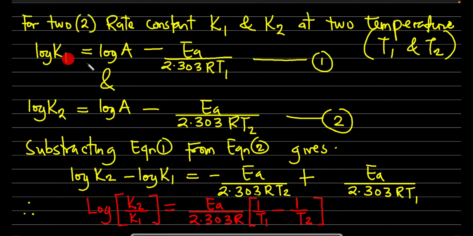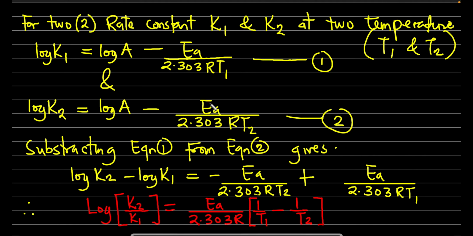In terms of condition 1 and condition 2. So for log K1, we have log A minus EA all over 2.303 RT1, and for log K2 we have this. When we subtract equation 1 from equation 2, we're going to have this. So it becomes log K2 minus log K1, and log A minus log A is 0, hence that's the reason why we do not have it here.